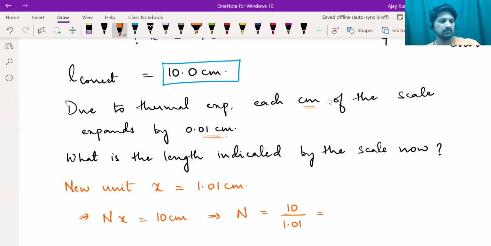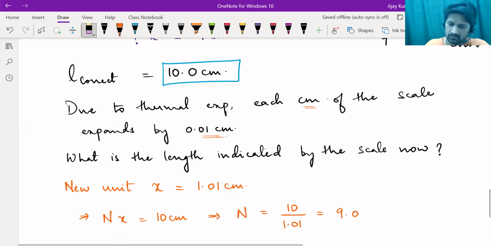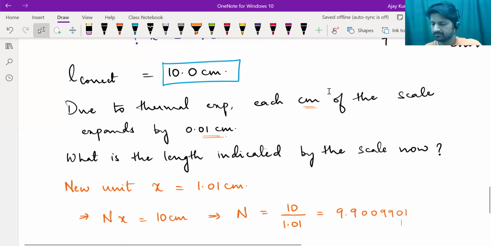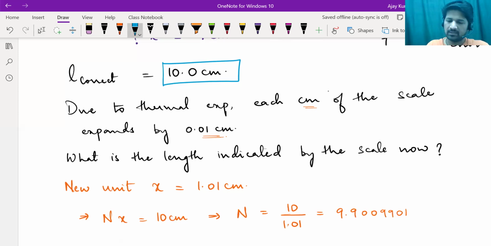Okay. And 10 by 1.01 approximately, I think it will be around 9.9 only. But let's get the exact value. Okay. 9.9009901. Okay. Up to 7 decimals it has given. Let it be. So the new length indicated by the scale will be close to 9.9.